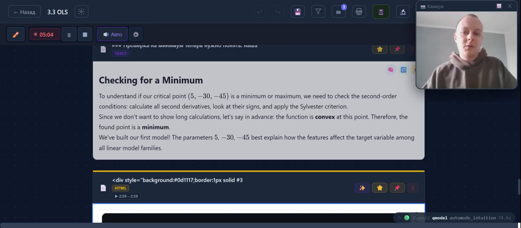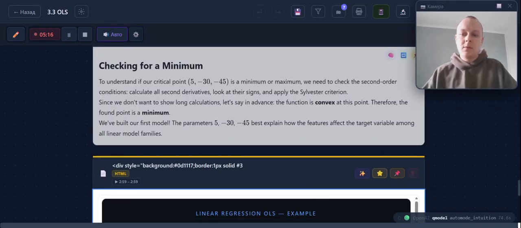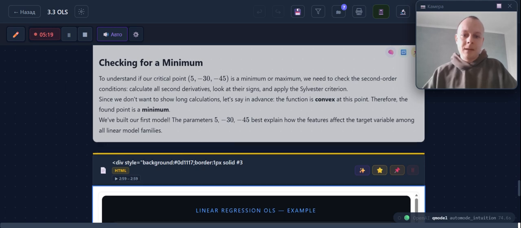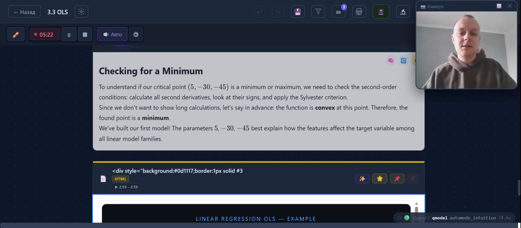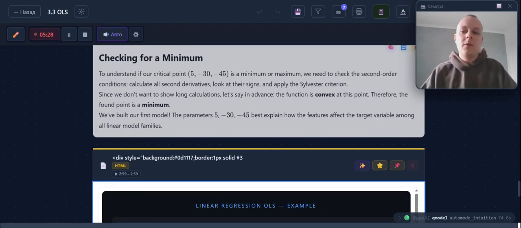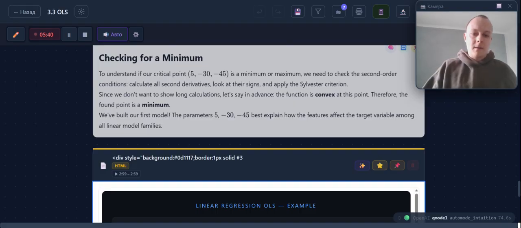We need to check the second-order conditions, calculate second derivatives as we did before, and apply the Sylvester criterion, the Hessian matrix. Since we don't want to show long calculations, we can just directly say that the function is concave up, convex, at this point. Therefore, we found a minimum point. So our parameters 5, minus 30, minus 45 are the point on the graph of the quality functional where this quality functional is minimal.